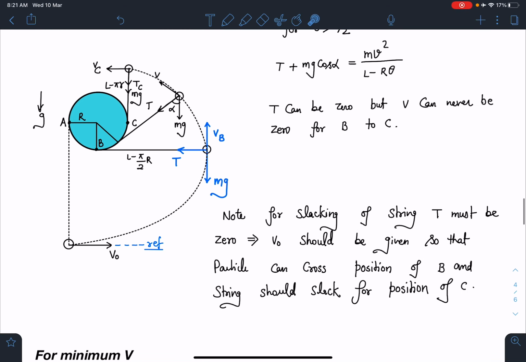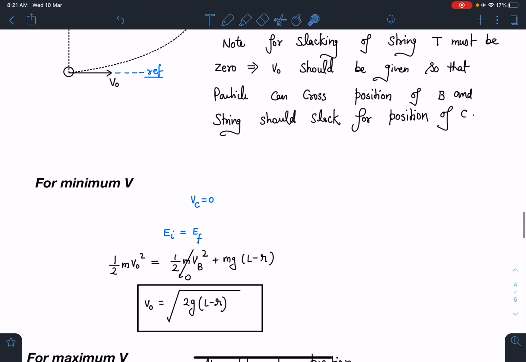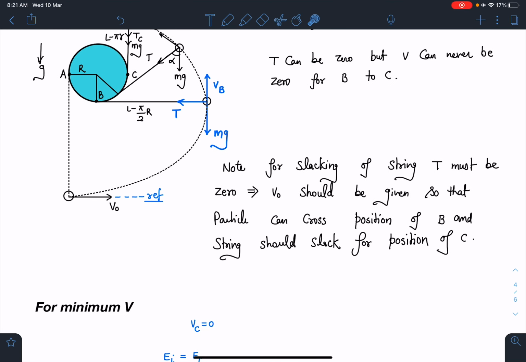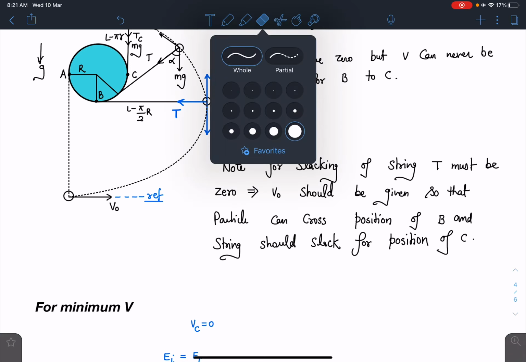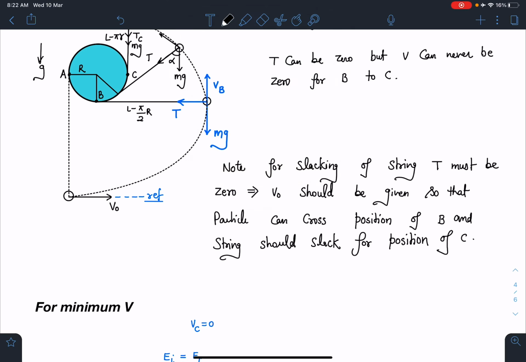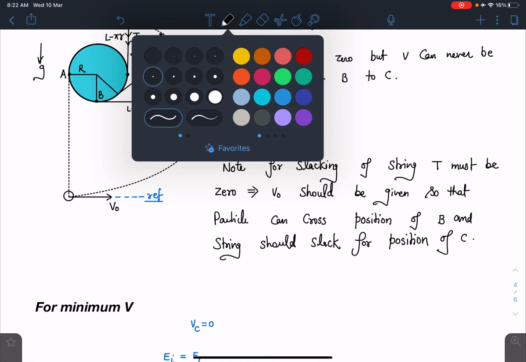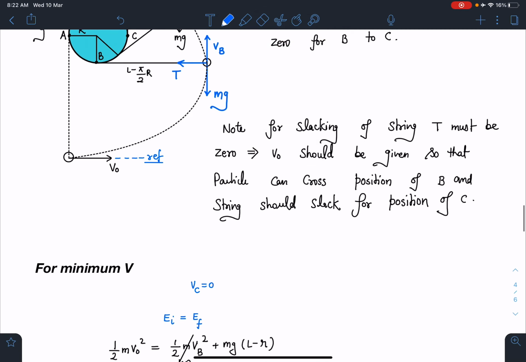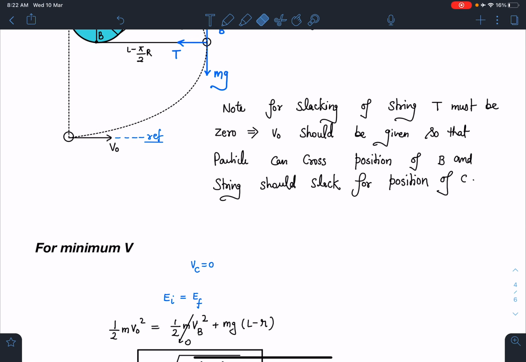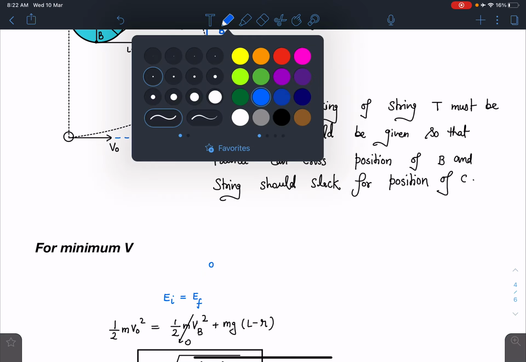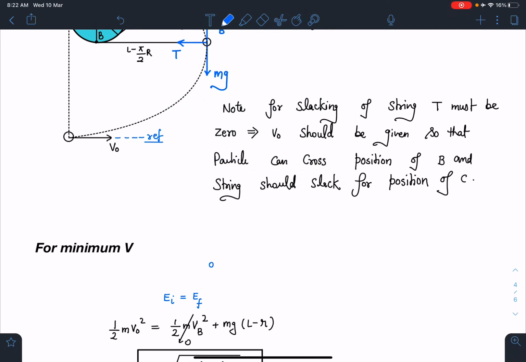Alright, so directly let's apply energy conservation between these two points and we will get the answer. For minimum V, the minimum will correspond to this. I think it should be nothing but VB. Let me correct it. It has to be VB. You can see in the next line it is written properly. So here this is nothing but VB equal to 0.